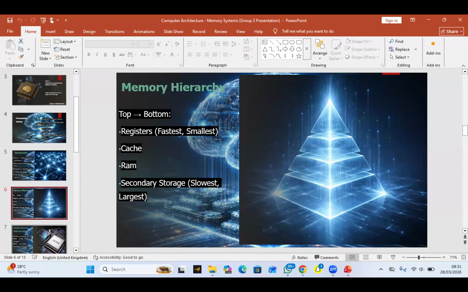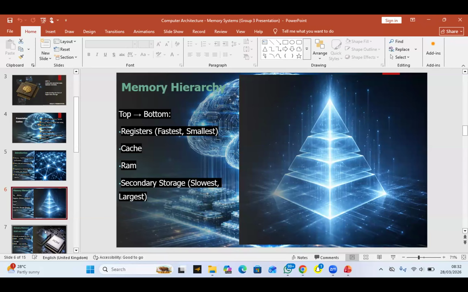All right, thank you. Here it talks about the memory hierarchy, from the top to the bottom. At the top, when I was doing research, I found out what a register is. A register is a memory, but it is located inside the CPU. It's not like the normal memory that we see most of the time. It is the fastest, but it's also the tiniest. It's very small. After the registers, we move to the cache. The cache is the second fastest. Then the RAM, which most of us have heard about.